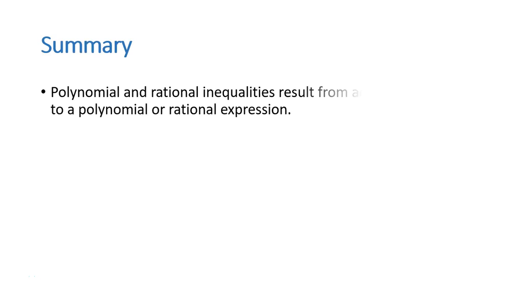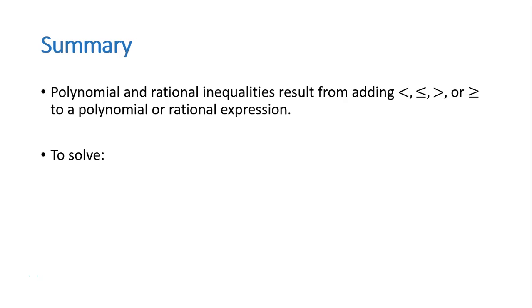To summarize, polynomial and rational inequalities result from adding an inequality sign of any of the four forms to a polynomial or rational expression. In other words, we take what we've talked about in this unit with polynomial functions and rational functions, and normally where we'd solve our equation that solves for our intercepts, where we set our function equal to 0, now we're putting an inequality sign in place of the equality sign.